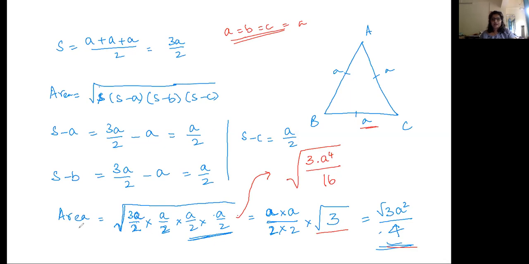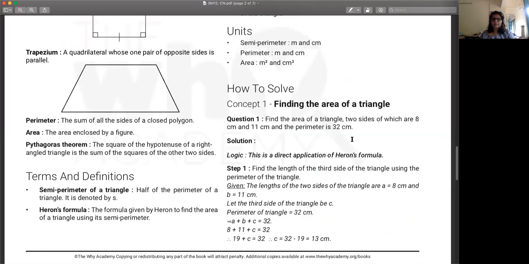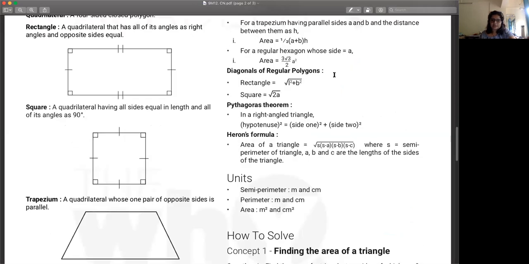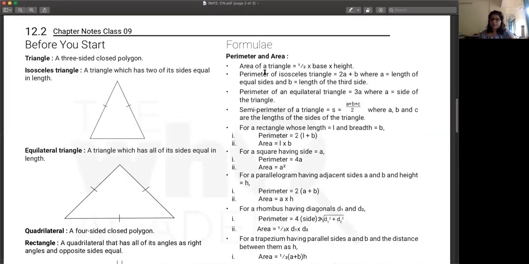Cool. So apart from this, there are some more formulas that we'll be using in this chapter. You've got the perimeter and areas. Like triangle, we discussed. Isosceles will have two sides equal, so it's slightly modified, but basically it's still the sum of the three sides of the triangle. Equilateral triangle's perimeter also we've just discussed.